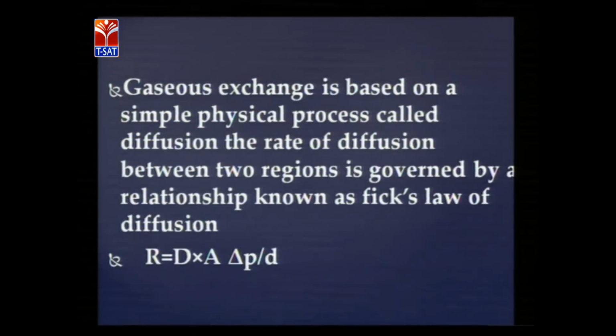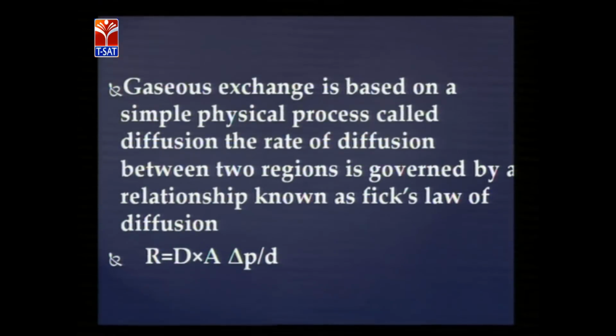Gaseous exchange is based on a simple process, that is diffusion. The rate of diffusion between two regions is governed by a relationship that is Fick's law of diffusion, that is R = D × A × ΔP / d. R stands for rate of diffusion, D is the diffusion constant, A is the area where diffusion takes place, ΔP is the difference in the partial pressure, and d is the thickness of the membrane where exchange of gases takes place.